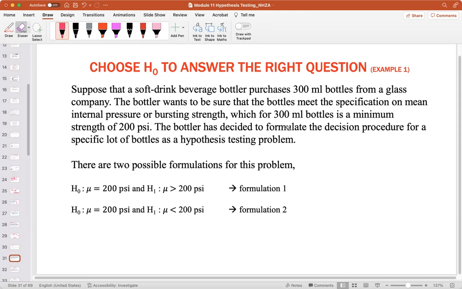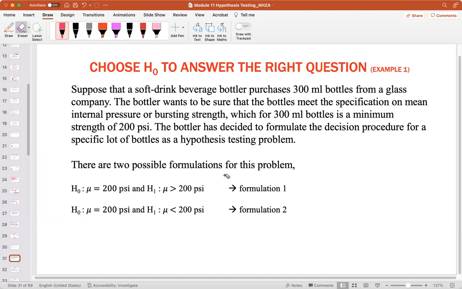The specification that he wants is that it has to have a strength of 200 PSI. So this is just a unit, you don't have to be concerned about this one. The bottler has decided to formulate the decision procedure for a specific lot of bottles as a hypothesis testing problem. So he wants to form a hypothesis on this problem. What is the problem? The problem context is about whether the bottle can withstand 200 PSI or not.